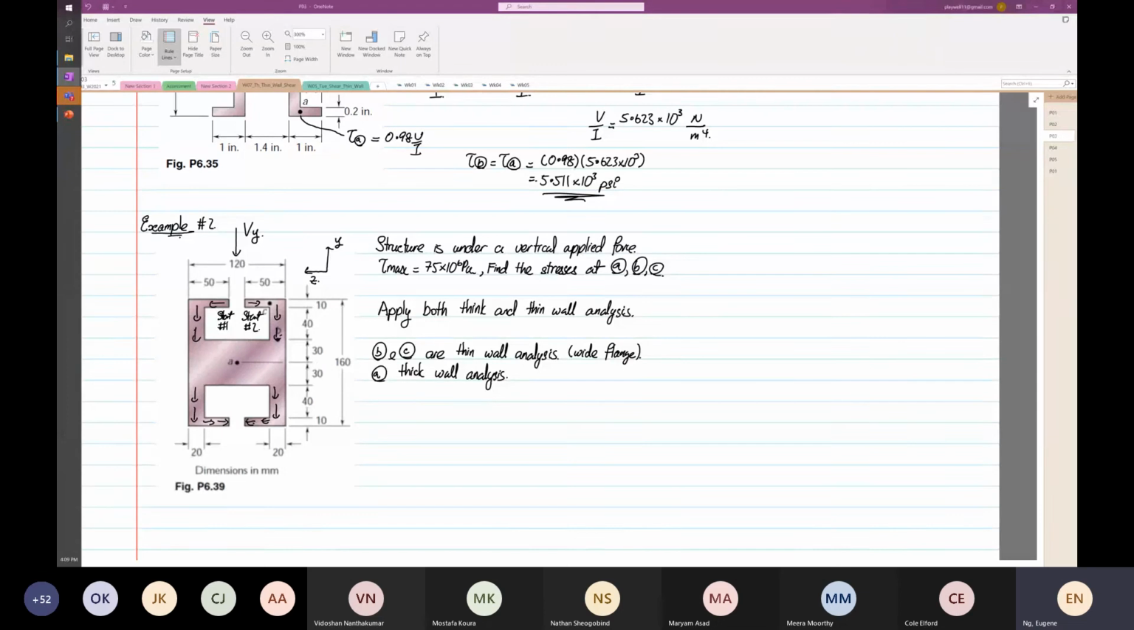Let's look at the shear stress at point C. Now we know that the centroid is exactly at the center, yes or no? So I'm going to draw our centroid. There is our centroid. So for the shear stress at point C, we are going to do thin wall analysis.